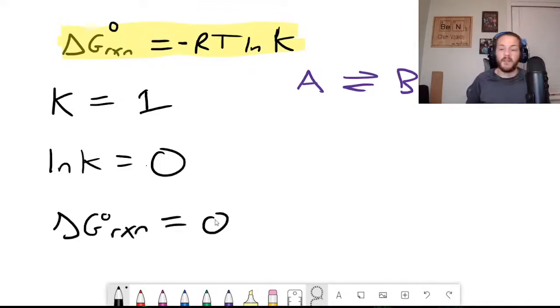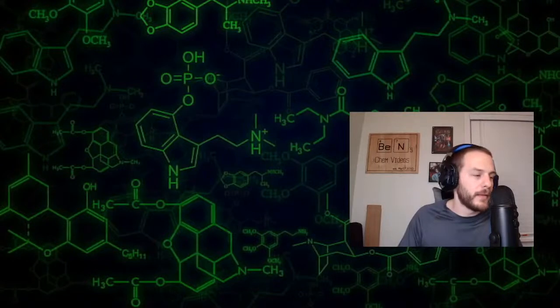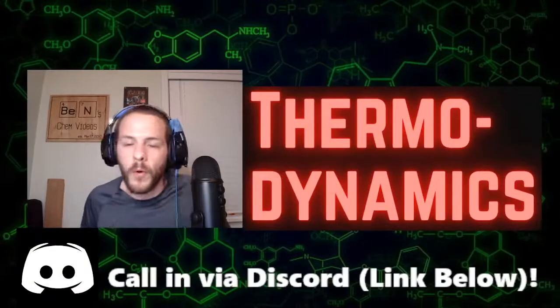So this is a sort of coincidence in which standard conditions for this type of reaction happen to be identical to equilibrium conditions for this particular reaction. And so that is the relationship between the equilibrium constant and the standard change in free energy for a reaction. It's all related. So, all right, everybody, that is going to do it. That is it for thermodynamics.